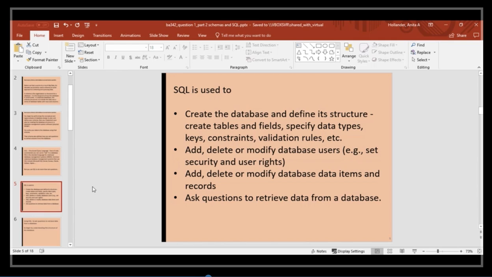And since most of you will not be doing the first three actions with SQL, we're not going to spend time on those in this class. It'll be enough for you to know that it's out there, it's available, you can use it. But we're going to focus on the use of SQL that applies to every business person, which is the ability to ask questions.